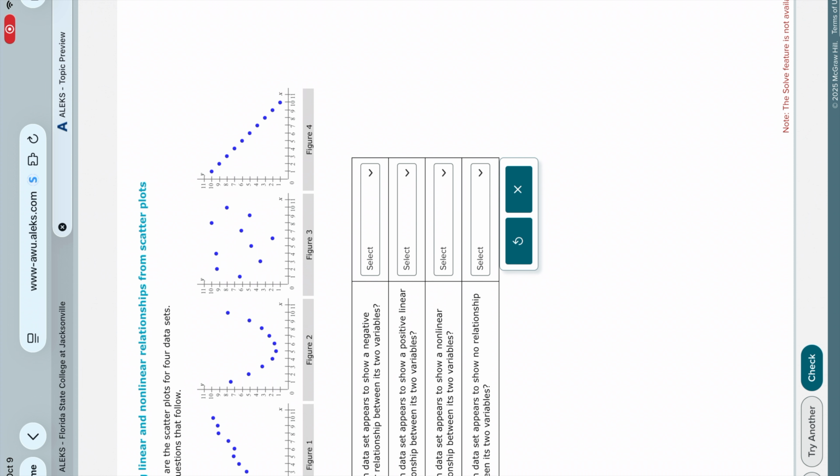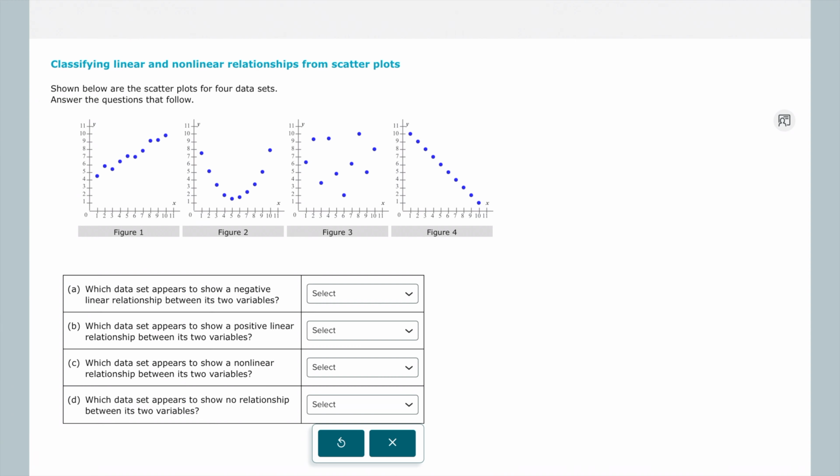All right, on this one, it is saying if they have a relationship or not. So which data set appears to show a negative linear relationship? The one that is negative would be the fourth one, right? That's going down. Which data appears to show a positive linear relationship in two variables? That would be the first one. That one's going up. Which data set appears to show a nonlinear?